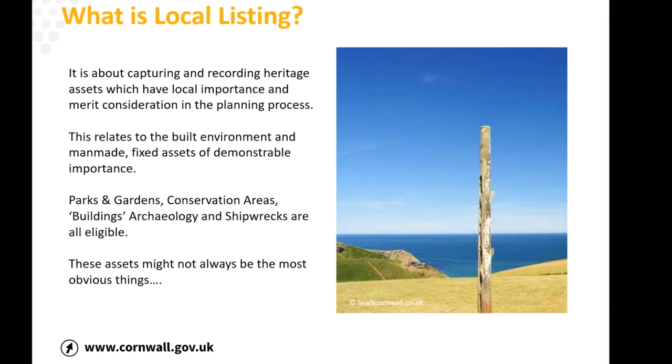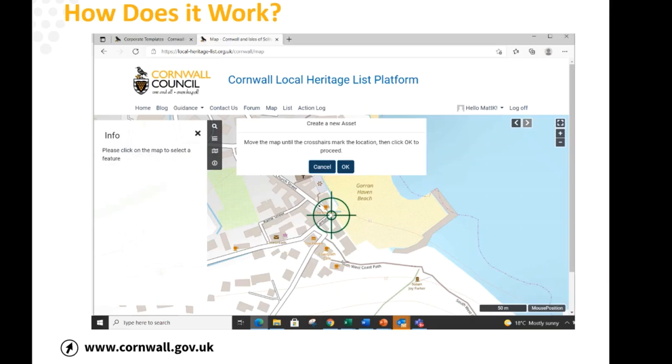So to summarise, it's about capturing and recording heritage assets which have local importance and merit consideration in the planning process. It's about the built environment and man-made assets. And you can have a variety of different things from parks and gardens, areas, buildings, archaeology and shipwrecks. And it might not be the most obvious thing, like this wreck post, which is massively connected to the maritime heritage of Cornwall, risks involved and the Coast Guard, but to the casual observer might at first glance be a telegraph pole in the field.